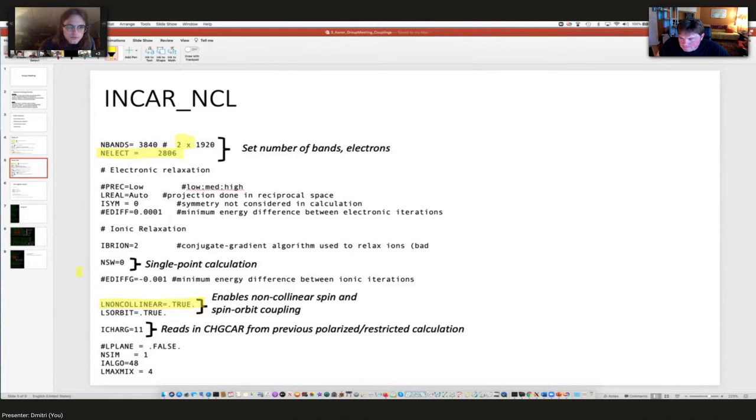So I think just with LSORBIT equals true, that should automatically kick on LNONCOLLINEAR is true. So if for some reason I forget, or intentionally miss, this LNONCOLLINEAR true and redo the calculations, I will get the same result if LSORBIT true is there. Yes, it should still run everything correctly.